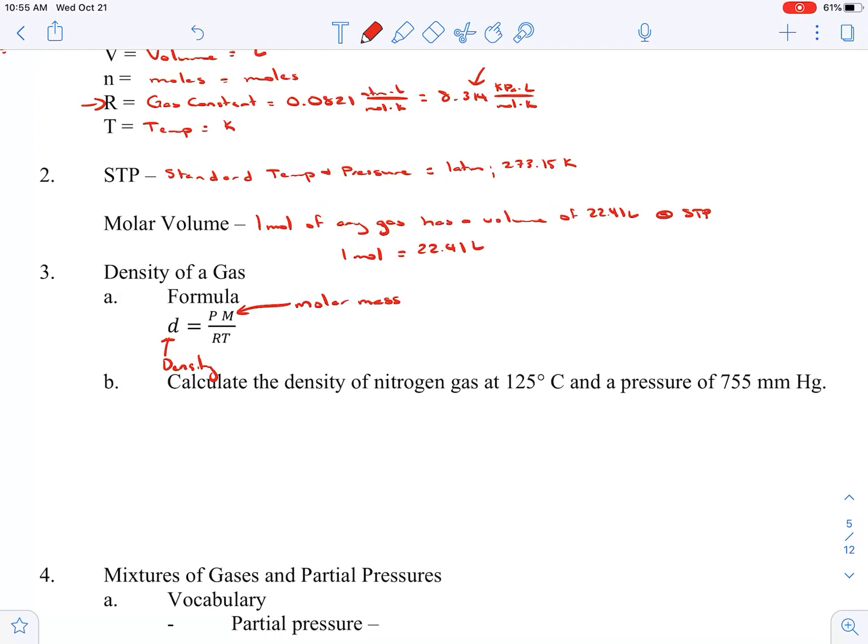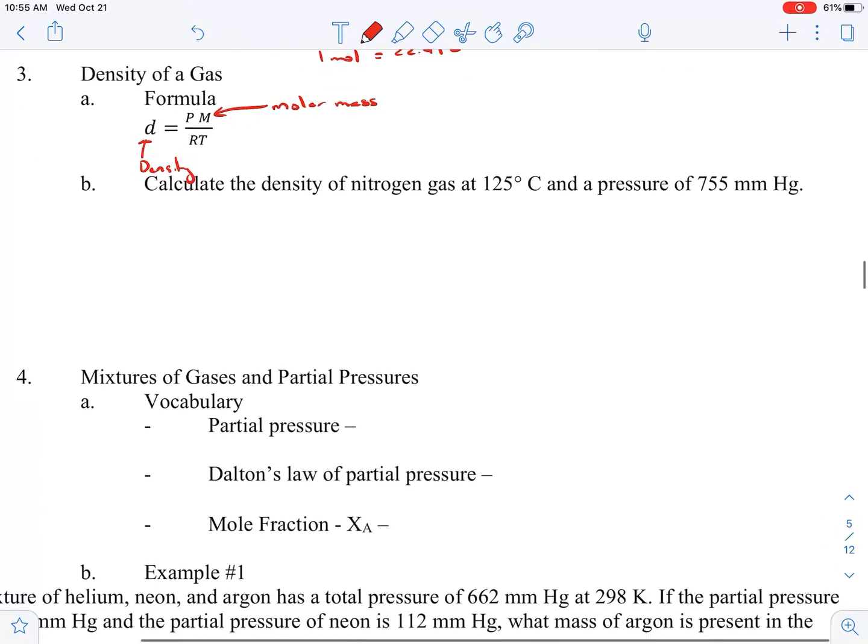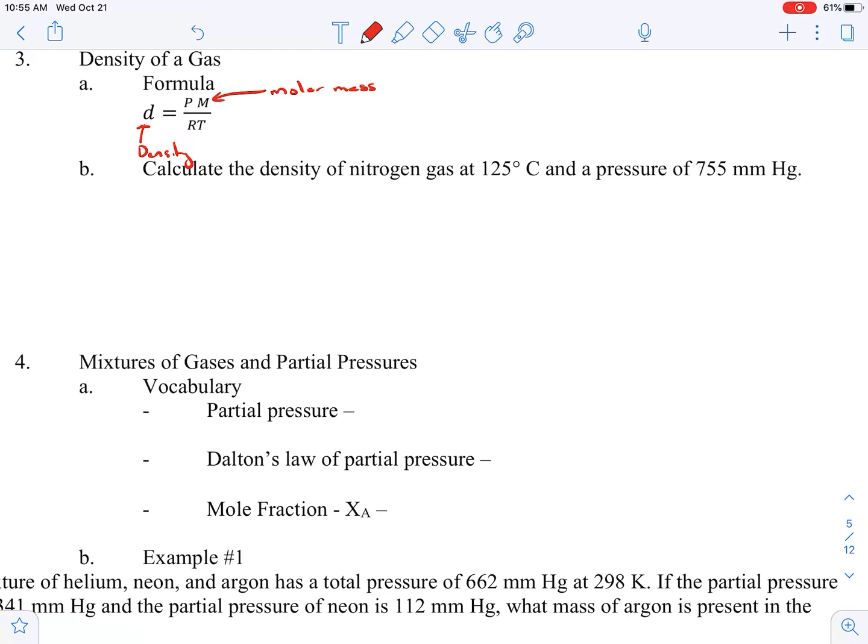So let's work a practice problem using this formula. It says calculate the density of nitrogen gas at 125 degrees C and a pressure of 755 mmHg. We're looking for d, so I'm going to put a question mark at d. We've got a P of 755 mmHg.